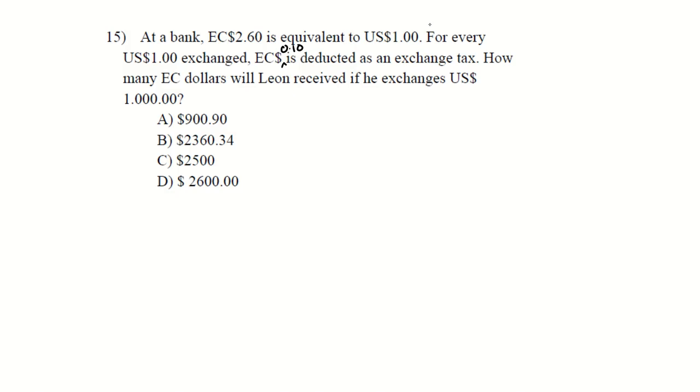So let's read. For every 1 US exchange, 10 cents EC is deducted as an exchange tax. How many EC will Leon receive if he exchanges 1,000 US? So from this we can say US $1 is equal to, instead of $2.60, they say you're deducting 10 cents tax, right? So it will actually be $2.50 EC, and this is with tax being deducted. So if 1 US is this, then 1,000 US would be 2.50 multiplied by 1,000, which the only answer could be C. And that is how you would do this question here.